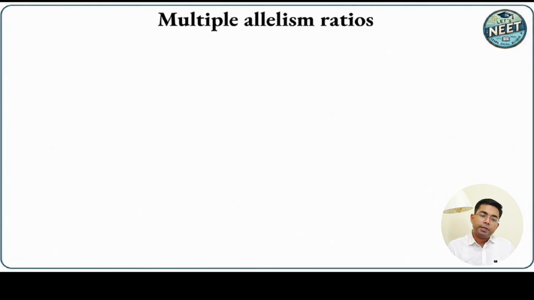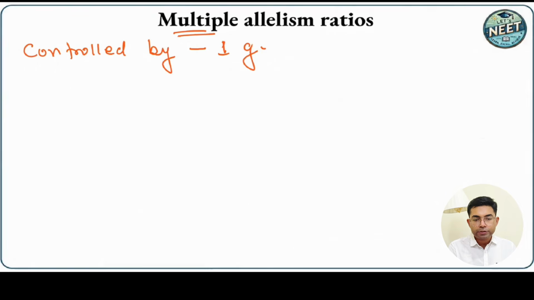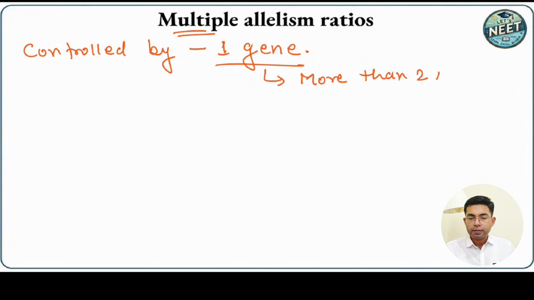Then coming to multiple allelism. First of all, in multiple allelism, how many genes control this? It is controlled by one gene, right? And this one gene has more than 2 alleles. This is called multiple allelism.